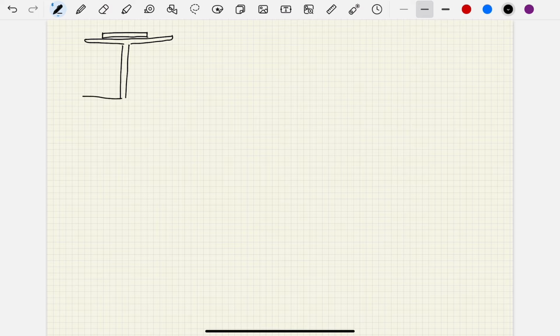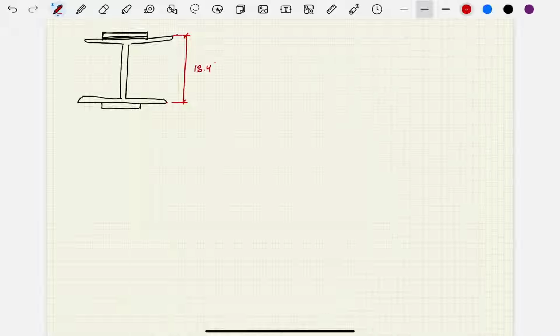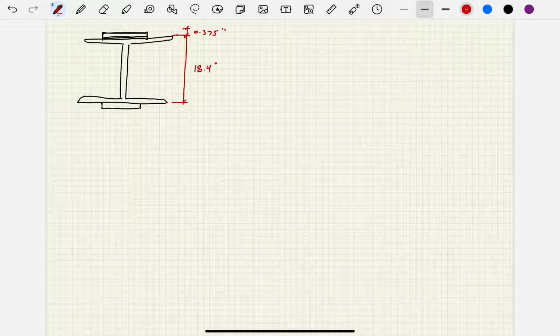There's the web, bottom flange, and then there's that second plate, okay? All right. So here we go. Now, this total depth of the cross section is shown here. That is 18.4 inches, okay? And then we have the thickness of each of these plates is 0.375 inches.